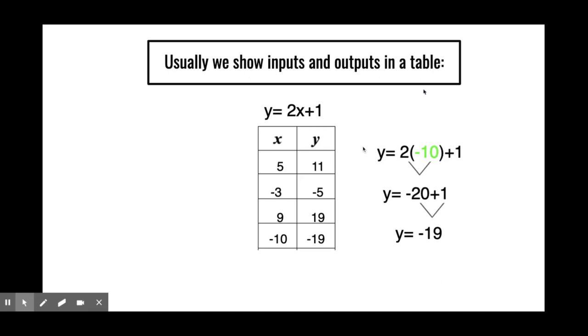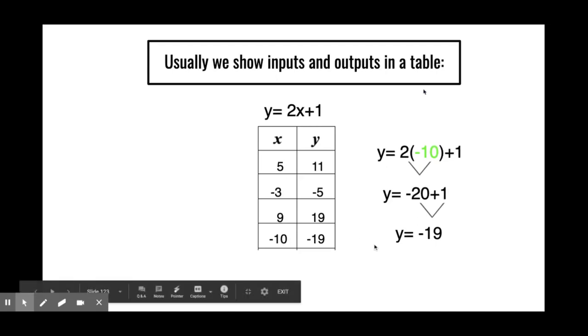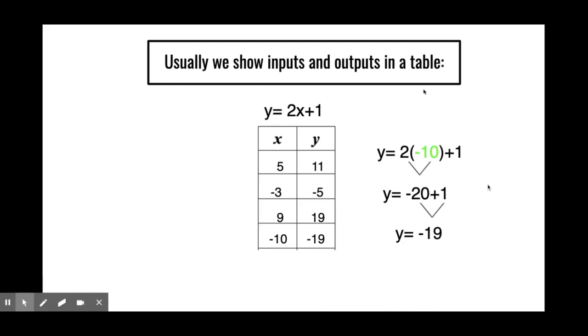So this table represents a function because every input, in this case 5, negative 3, 9, and negative 10, have their own respective output value. Only one output value matches with each input. And not only is this a function, but this is a linear function.